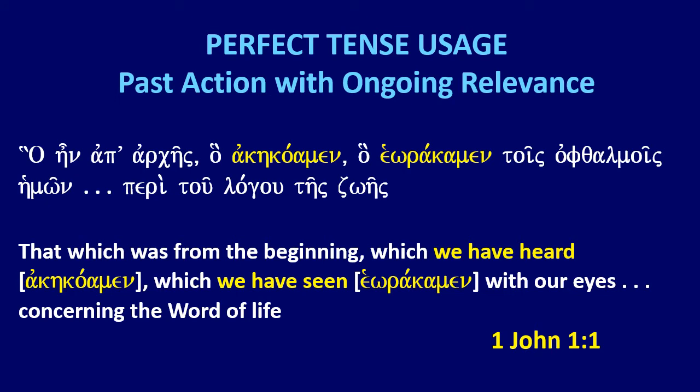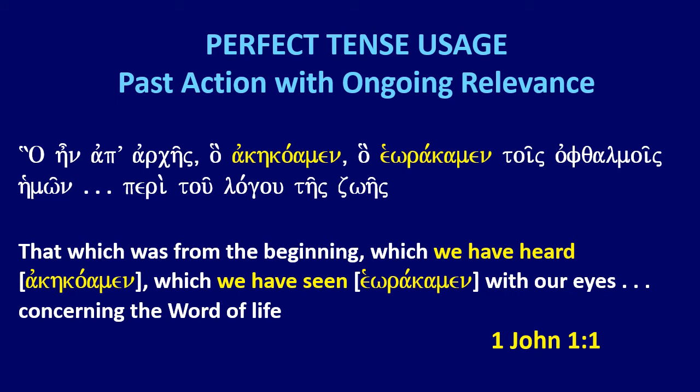So that's the context. And we have two verbs here that occur in the perfect tense form. The verb for akouō again, akēkoamen, which again is the perfect active indicative first person plural form of akouō. And then the verb for see, horaō, or heōrakamen in this case, perfect active indicative first person plural of horaō.